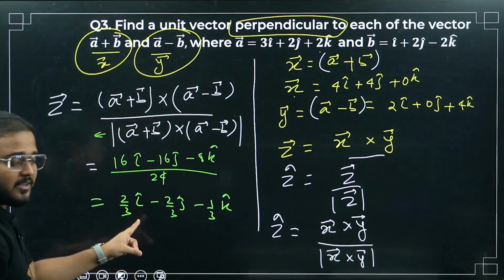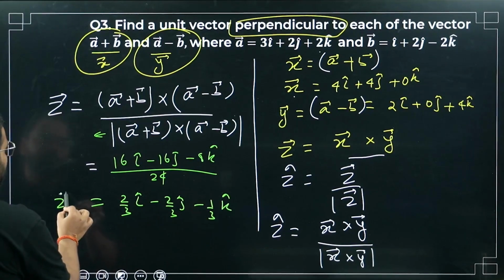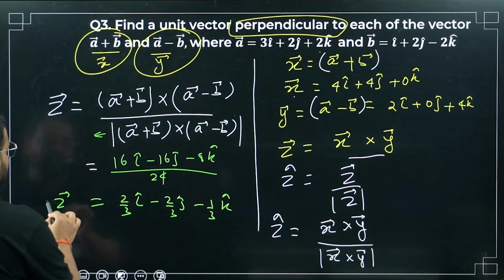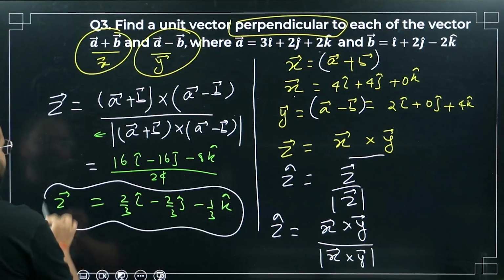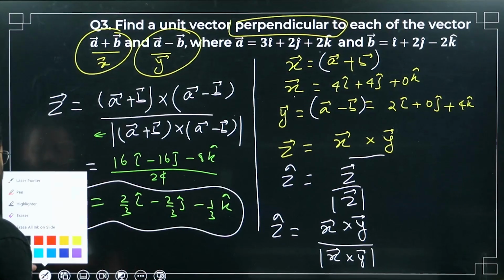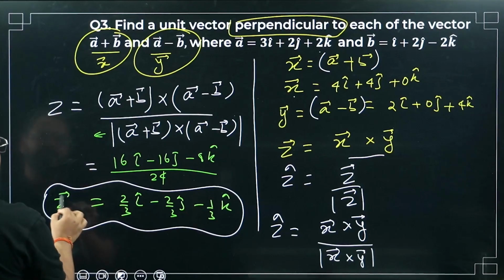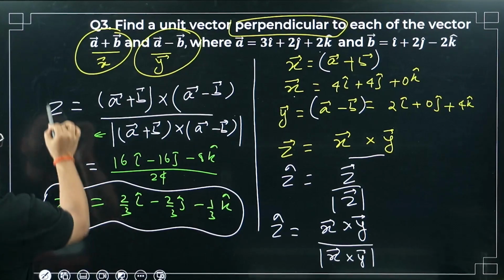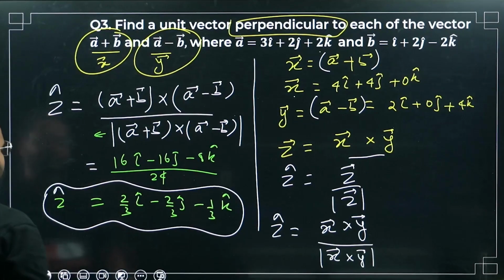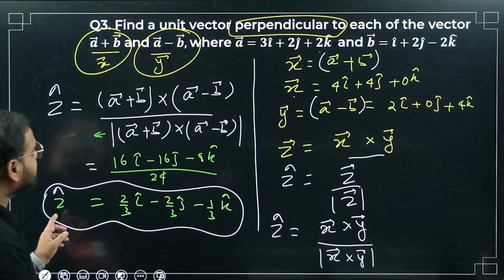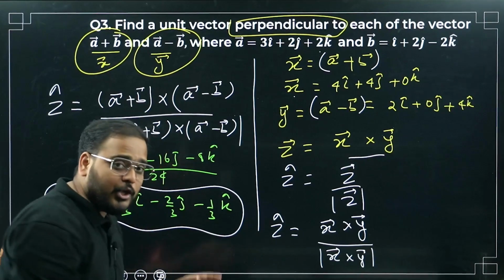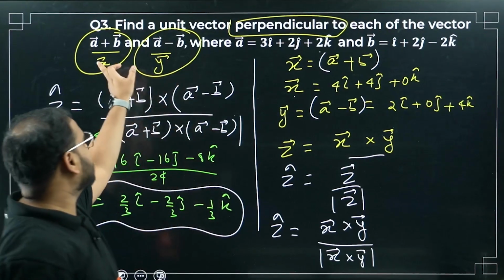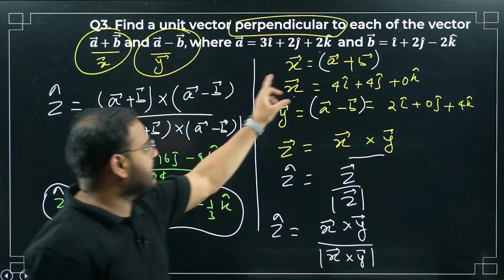This is the unit vector perpendicular to which? The vector a plus b and a minus b. This is z cap only, not z vector. What is this answer? This is the answer for the unit vector perpendicular to the vector a plus b and a minus b when a and b were given like this.